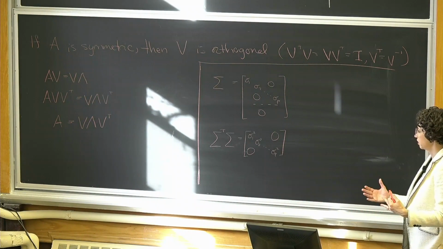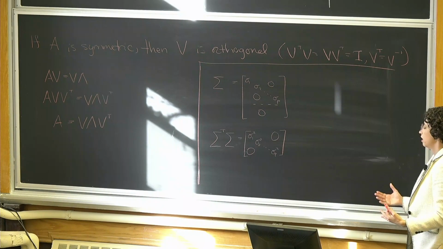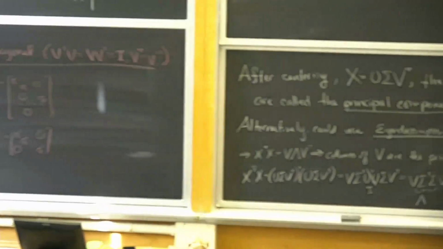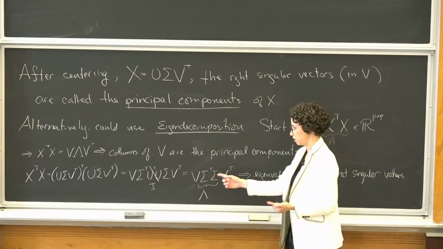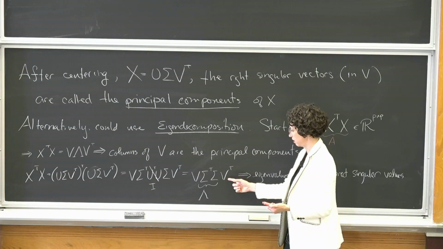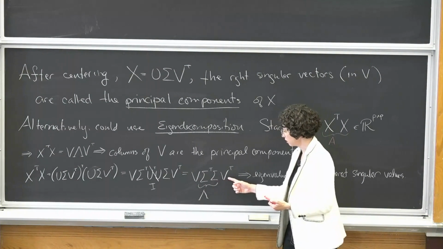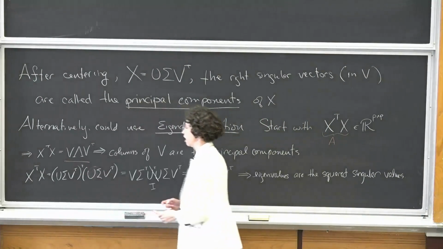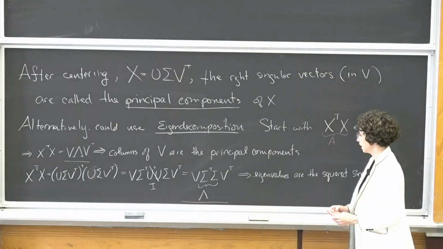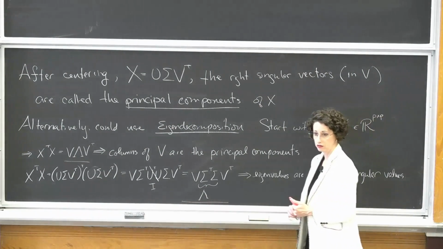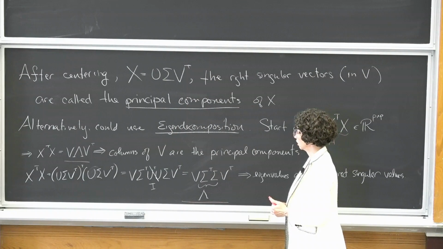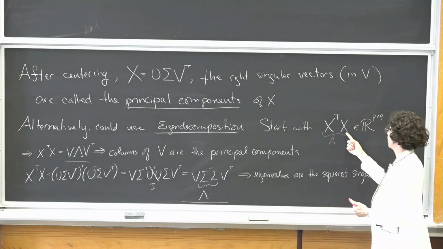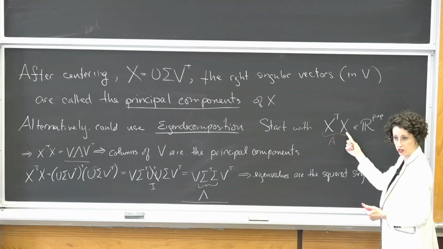And so this is a diagonal matrix. The entries are the singular values squared, and I'm just observing over here that when I've written x transpose x in terms of the SVD components, I get this product that has exactly the same form as the eigendecomposition form. Yes? So the right singular vectors are just the eigenvectors? The right singular vectors of x are the eigenvectors of x transpose x.